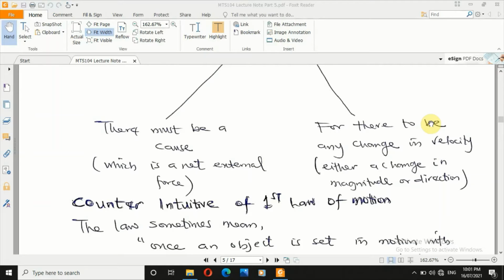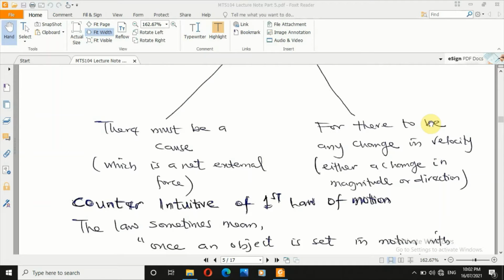So, there are two things that we need to know about Newton's first law of motion, which is that there will be a net external force, and the net external force is actually constant. Are we together? Because that is why we can have a constant velocity. At the same time, there must be a change in magnitude or direction, because we are dealing with velocity, and velocity is a vector.